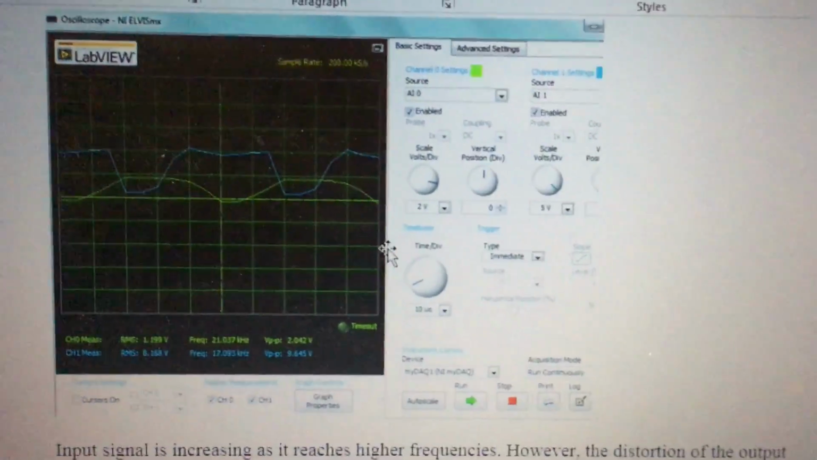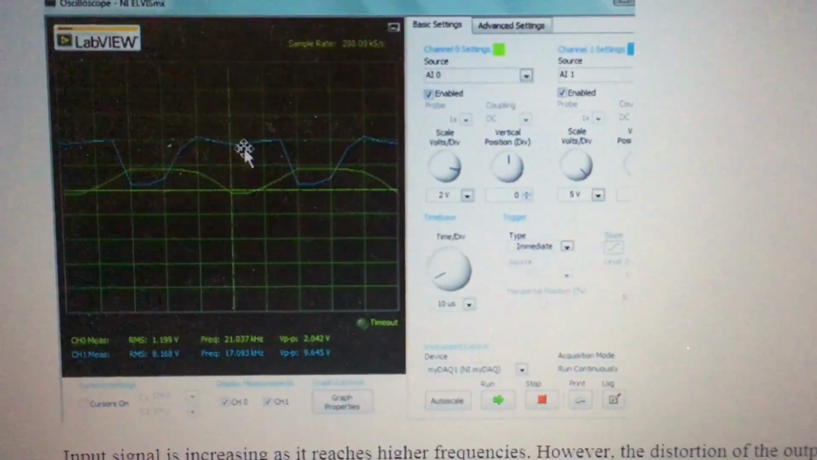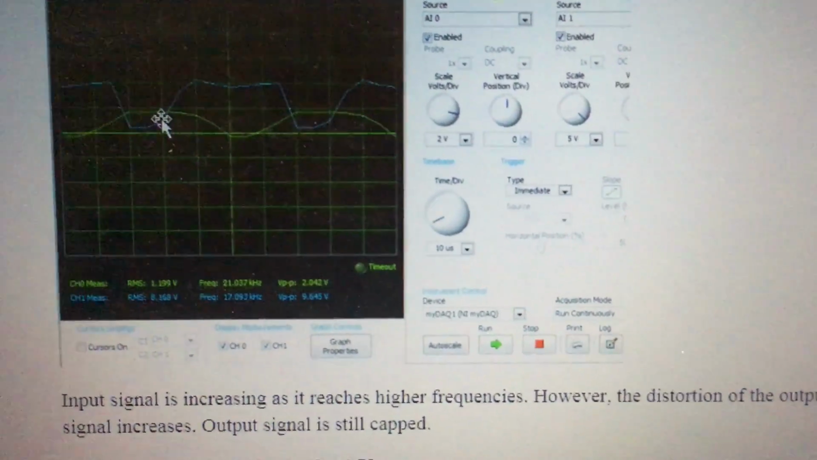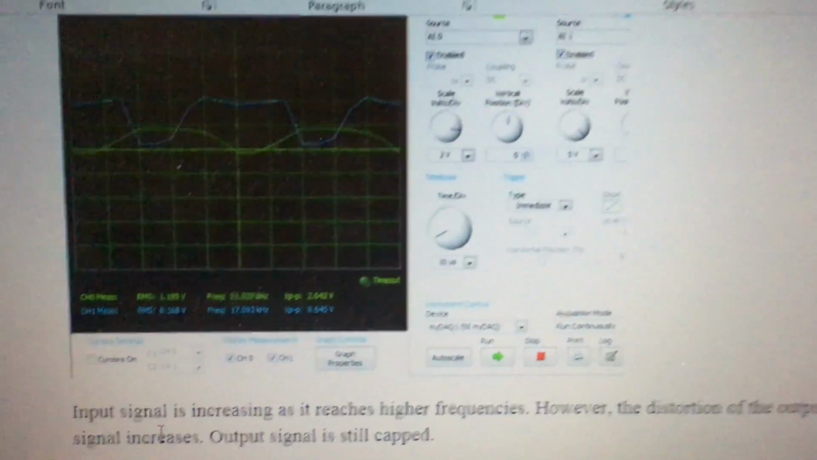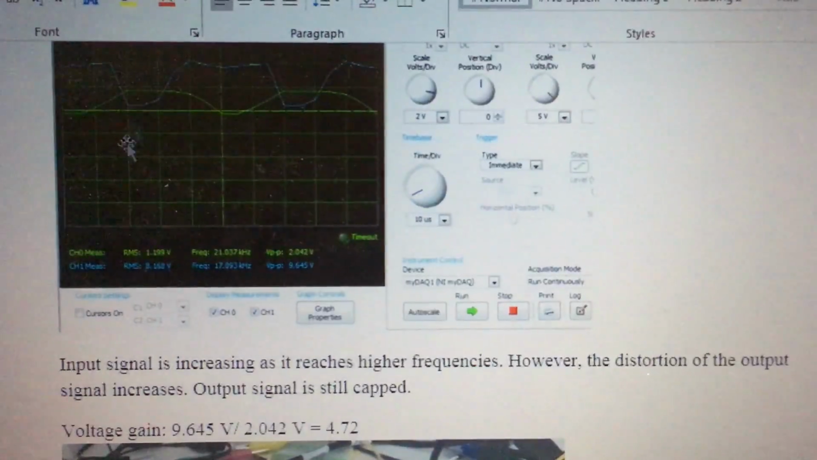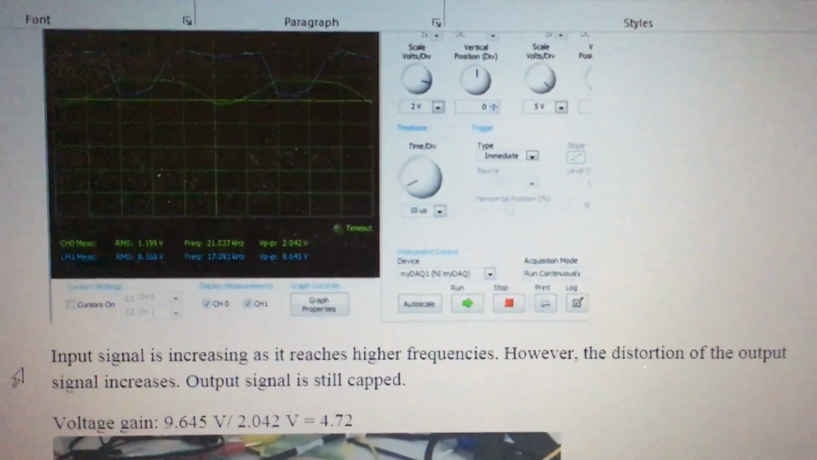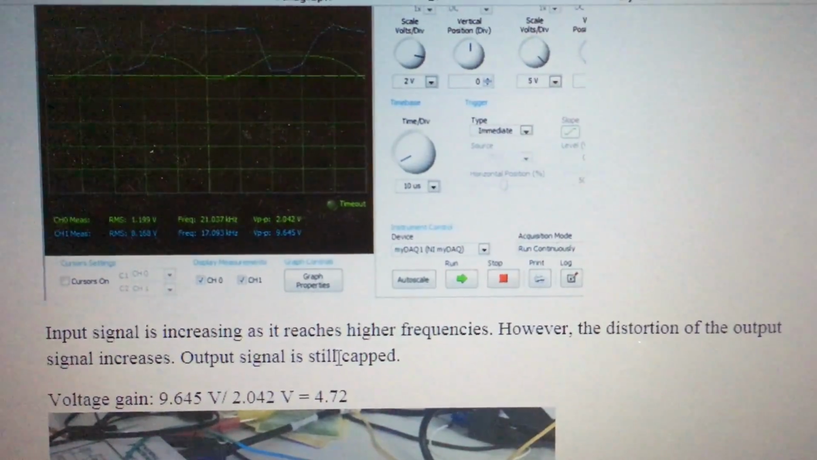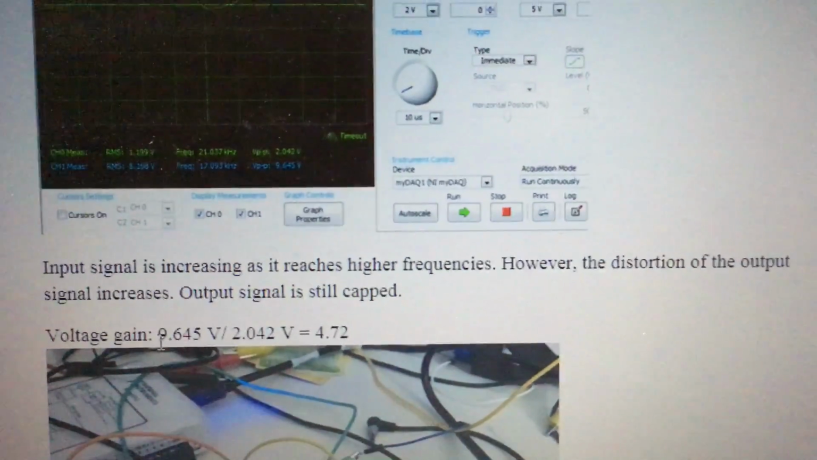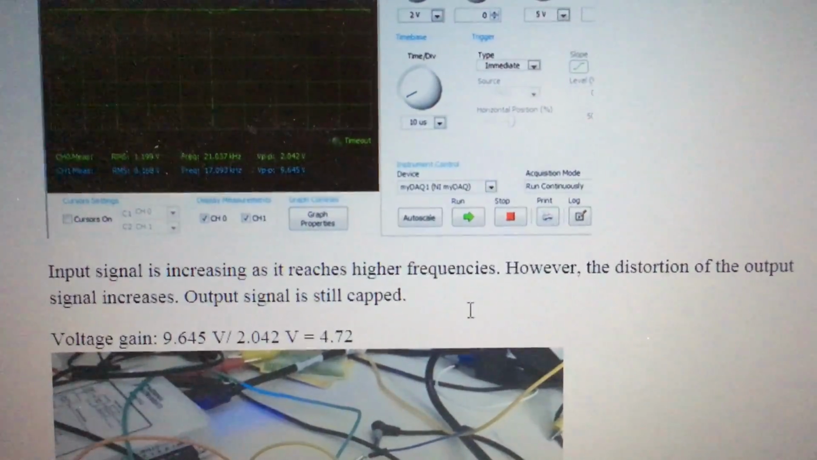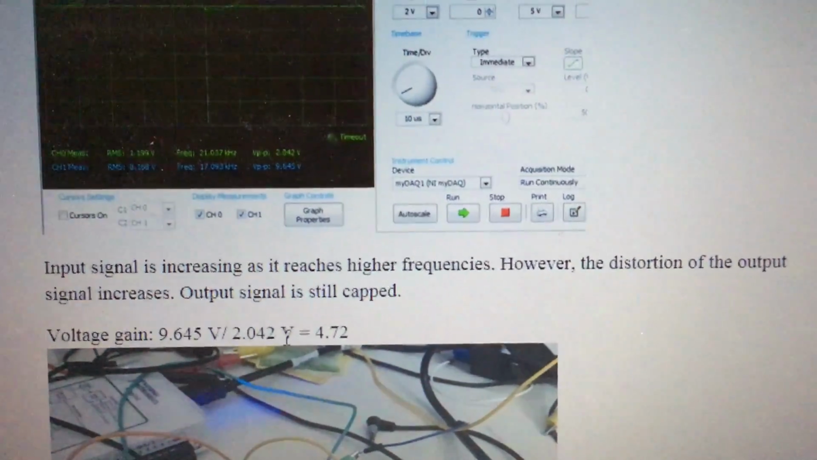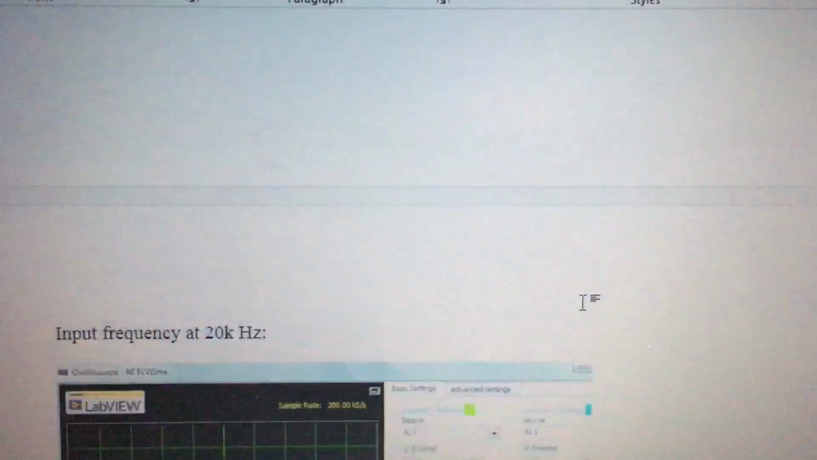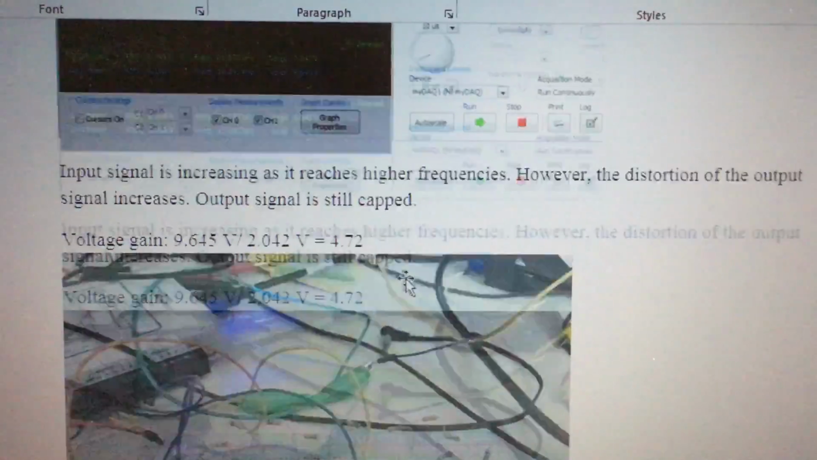And once again, it's still capped off around a value of 9, almost 10, and then it just gets more distorted with the input frequency of 20 kilohertz. So our input signal is increasing as it reaches higher frequencies. However, the distortion of the output signal increases. Output signal is still capped at 9.645 volts, and the input increased to 2.042 volts. So it's a 4.72 gain, much less than the 6.